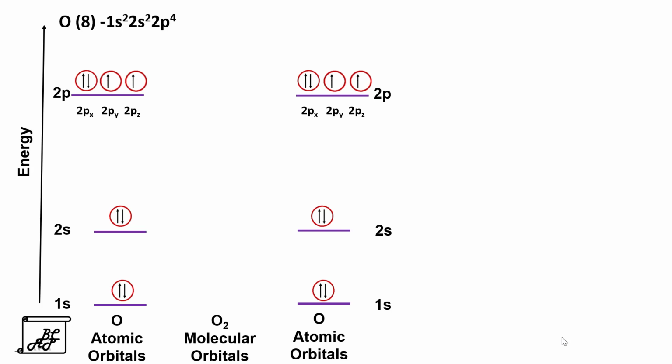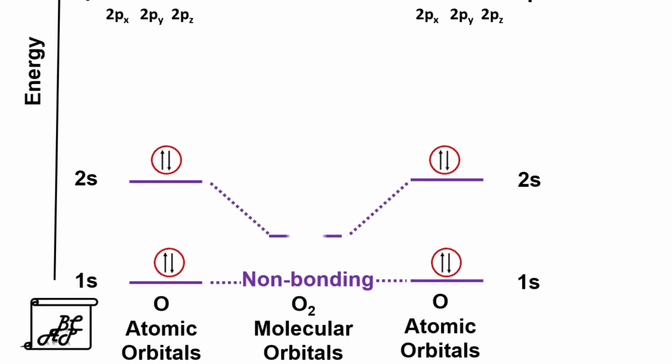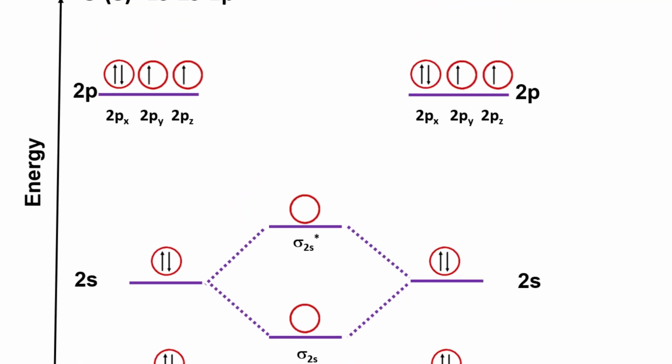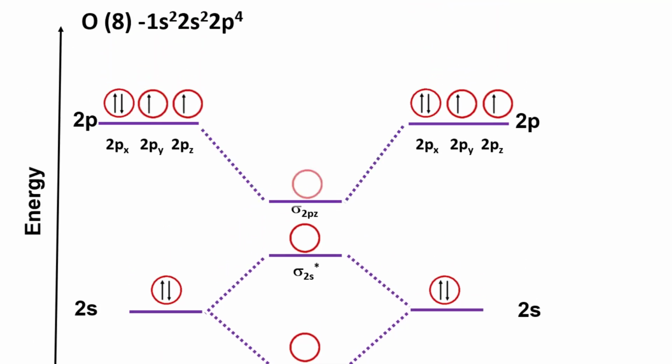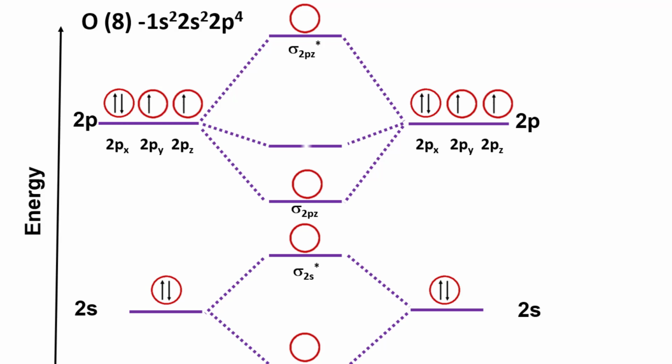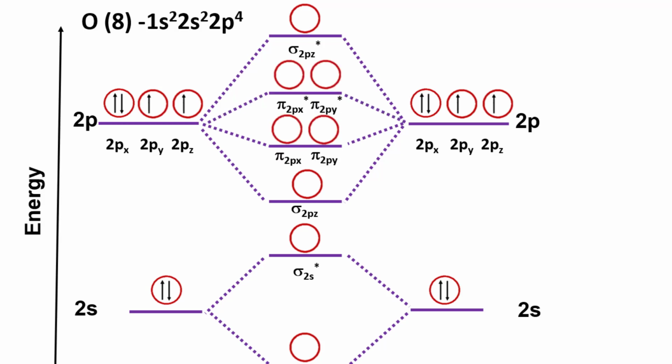The 1s orbitals, which are inner orbitals, they remain non-bonding orbitals. The 2s orbitals, they overlap with each other to form sigma 2s bonding and sigma star 2s antibonding molecular orbital. Out of all the 2p orbitals, the 2pz orbital participates in sigma bonding to form one sigma 2pz bonding molecular orbital, and another sigma star 2pz antibonding molecular orbital. 2px and 2py participate in pi bonding. Therefore, there are 2 pi bonding molecular orbitals and 2 pi antibonding molecular orbitals formed.